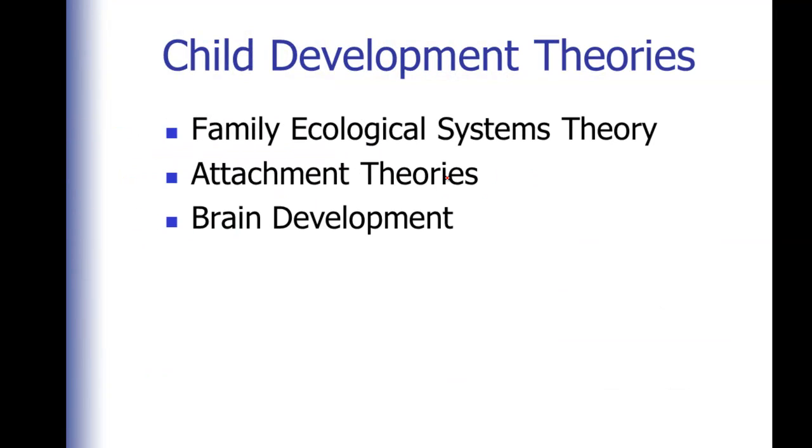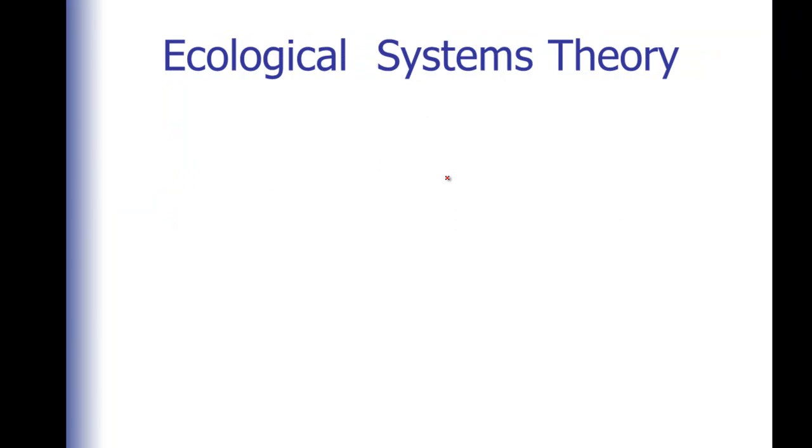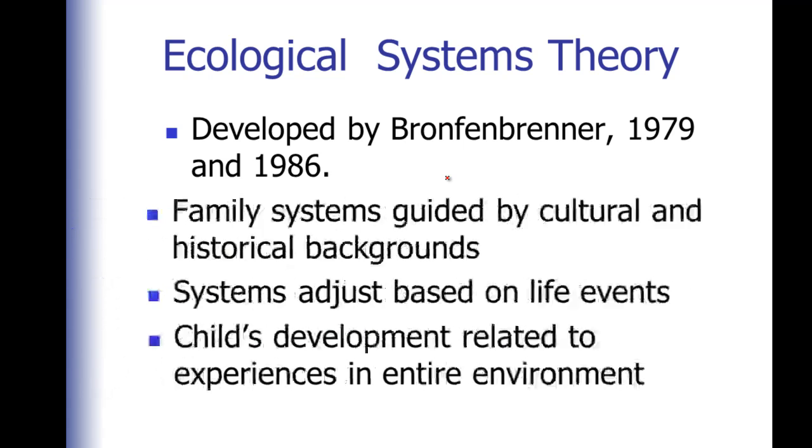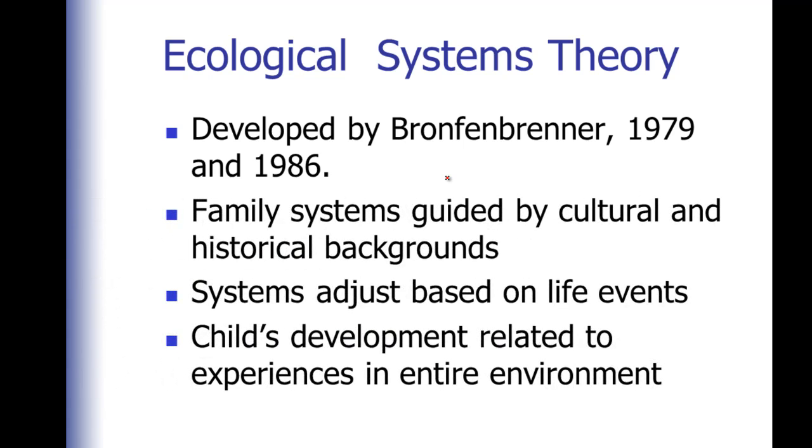The different child development theories, and basically three that they're going to study in the textbook. And first is the ecological systems theory, Bronfenbrenner in 79 and 86. Okay, and it's some college professor that was writing about this. Family systems guided by cultural and historical backgrounds. And again, I'm saying to you, where is the mention of socioeconomic backgrounds? And why do I harp on that?